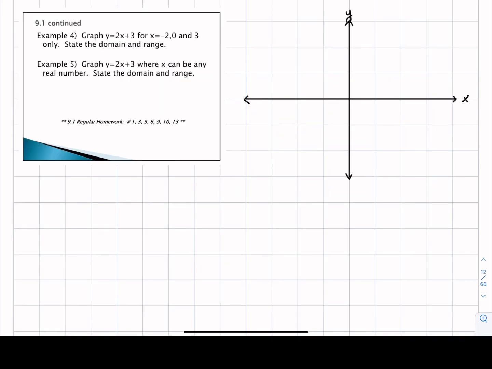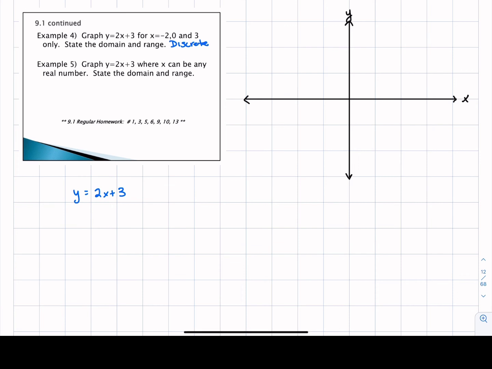So example number 4 on the next slide says graph y equals 2x plus 3 for x equals -2, 0, and 3 only. Then we want you to state the domain and range. So because they're saying x is only -2, 0, and 3, we know that this is considered discrete.